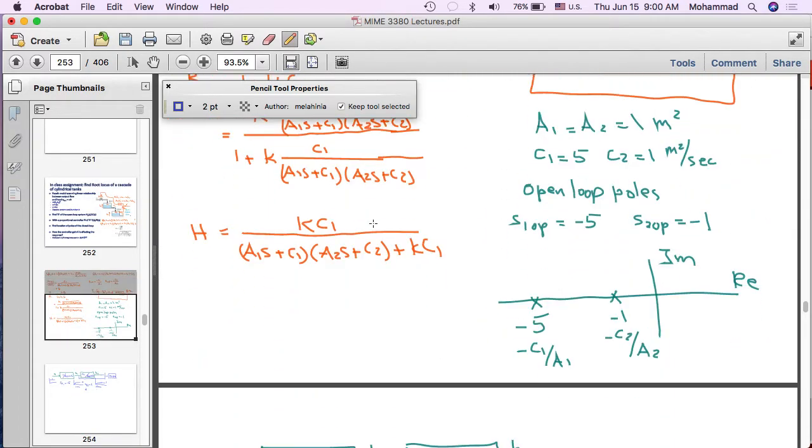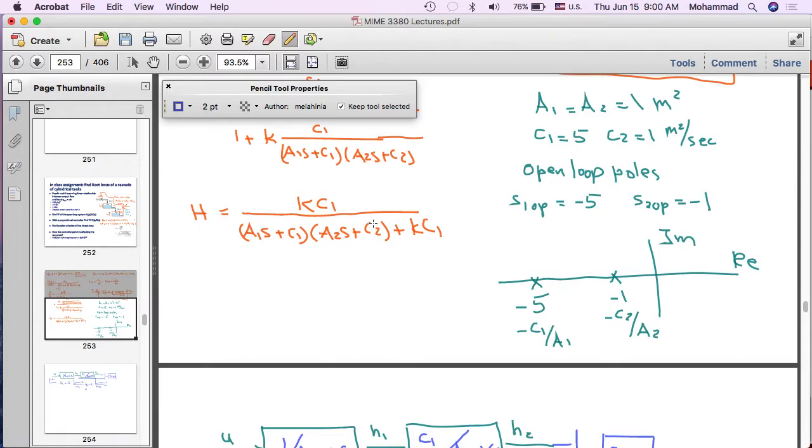Okay, so let's now pick up from where we left off. We found the transfer function for the closed loop system, with K C1 in the numerator and a polynomial for the denominator. Let's go ahead and find the poles of the closed loop system. So where are the poles of the closed loop system located? As you start controlling, what are you going to do to the two poles?